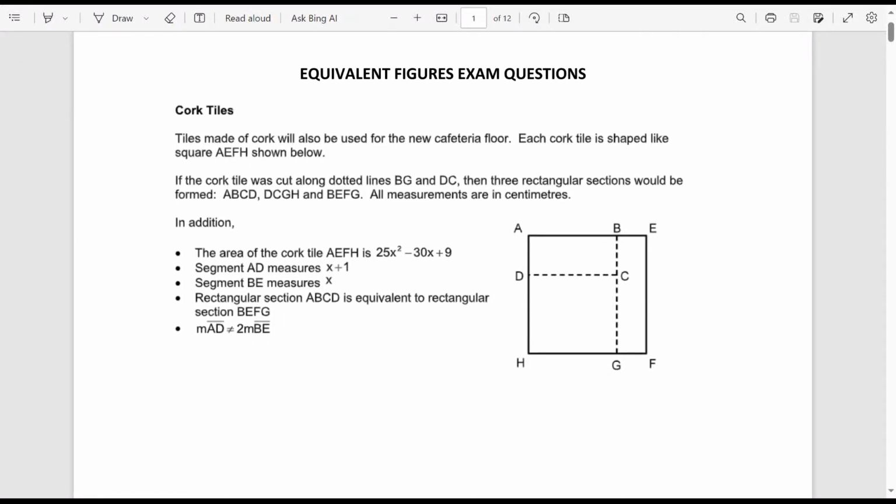All right, so welcome, my algebras, to equivalent figures exam questions. These guys don't actually have an actual question, but that's what we do when we deal with C1s. Right now, let's look at the first part of this guy here.